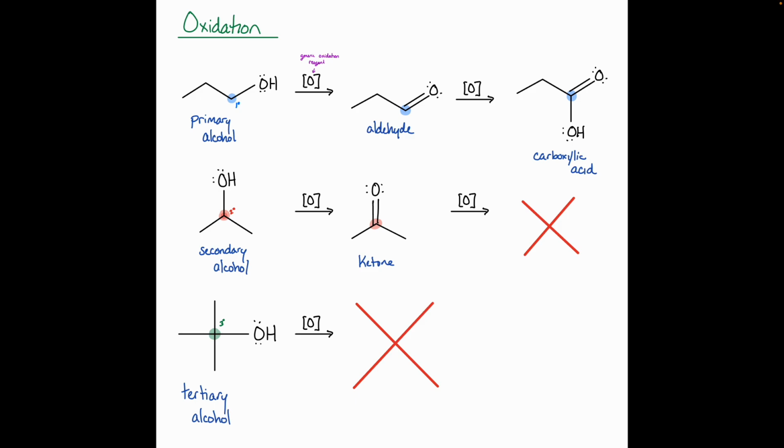All right, so we can oxidize a primary alcohol to an aldehyde. Aldehydes can be further oxidized to carboxylic acids. We can oxidize a secondary alcohol to a ketone, but ketones cannot be further oxidized. And tertiary alcohols can't be oxidized at all. Cool. All right, let's take a look at our oxidation reagents.